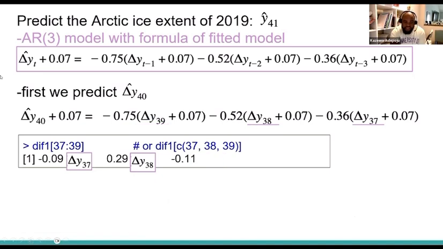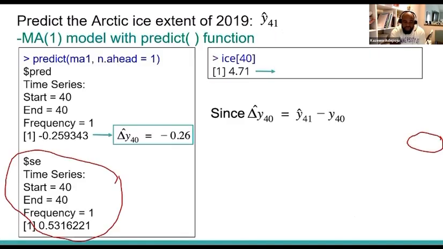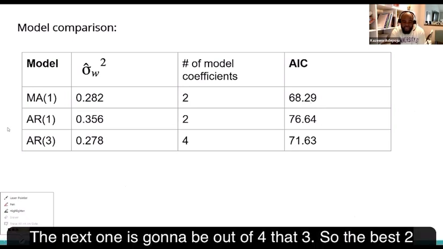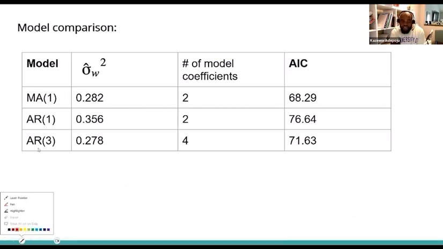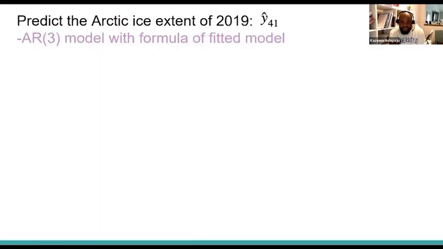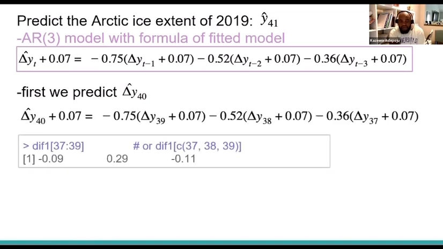If you go back to the AIC, using the fact that MA of order 1 is the best, the next one is going to be AR of order 3. So the best two models here are MA of order 1 and AR of order 3. MA of order 1 is the best, but AR of order 3 is the second best. You all see what came out of their prediction. Their prediction is very close.